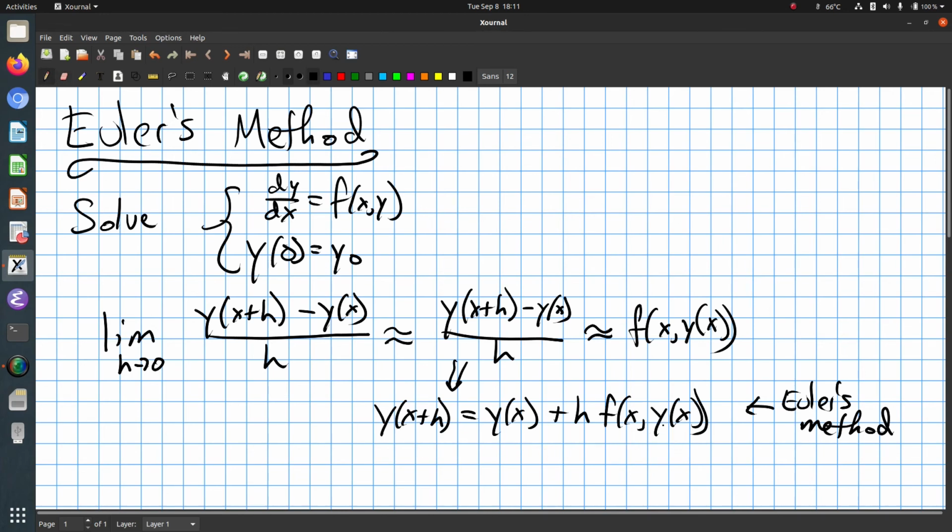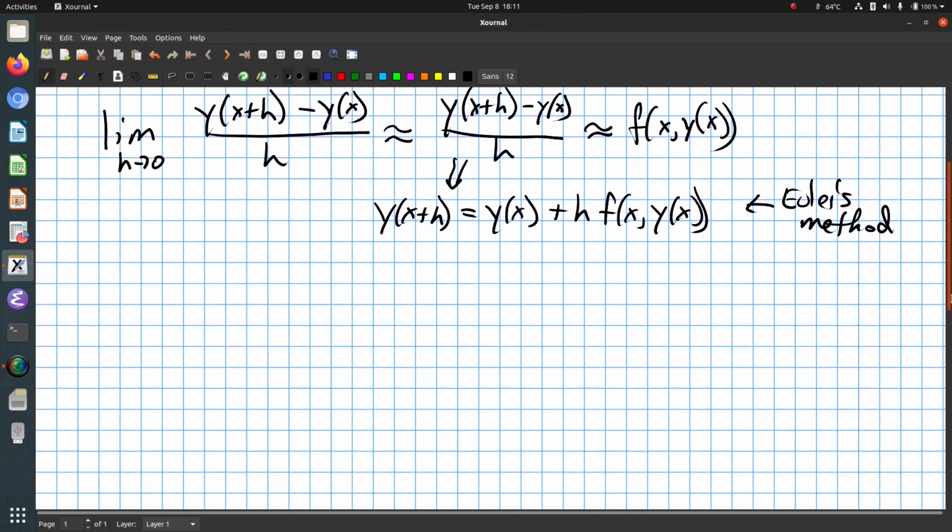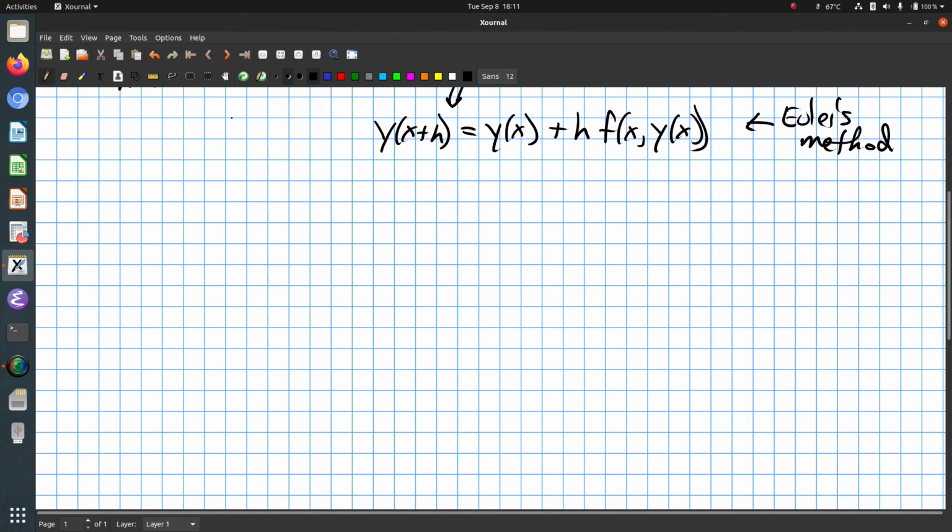So how do you use this? Well, it's best to think of this in terms of a table. And the table has values of x, values of y, and values of f. So let's see how that goes.